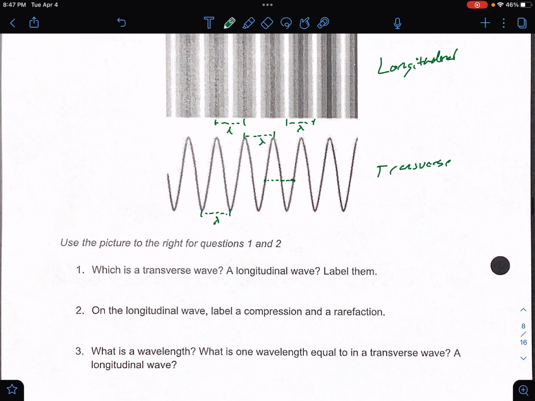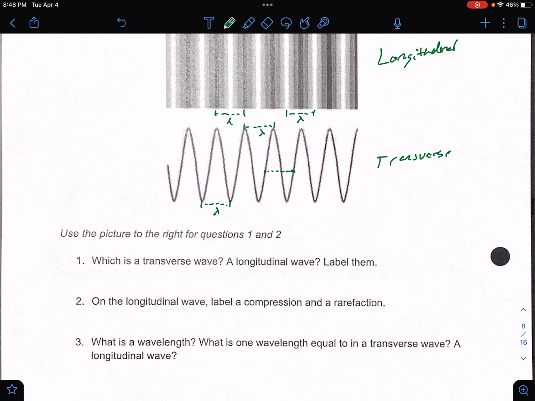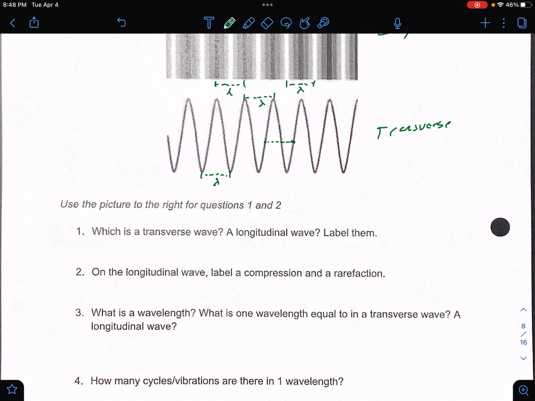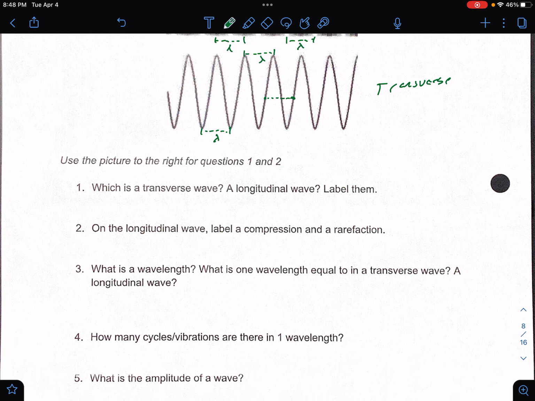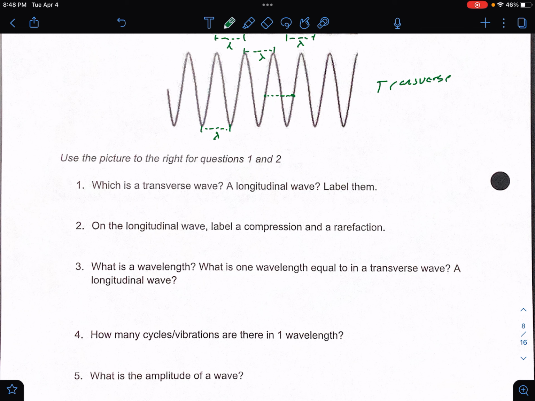Okay, so number one, it says which is a transverse wave. So we just did that. Which is longitudinal. We just did that. On the longitudinal, label the compression and rarefaction. Already did that.